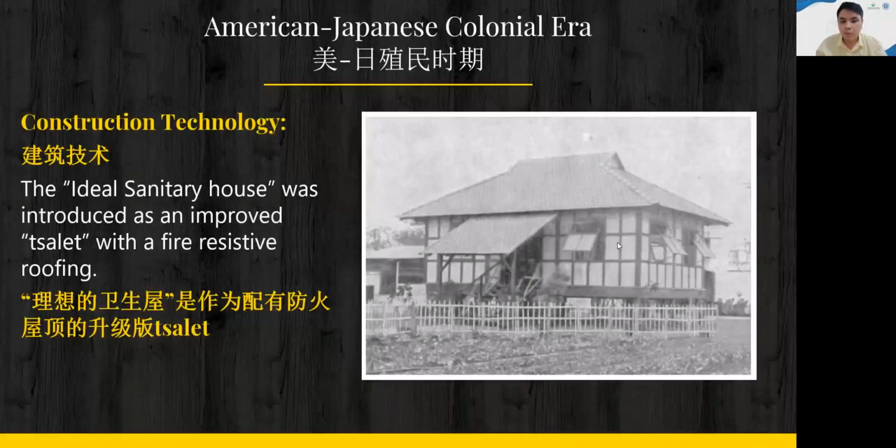Another improvement of the chalet was the ideal sanitary house. The main difference being that the roof coverings, initially made of thatch fibers, were replaced with a more fire-resistant roofing.